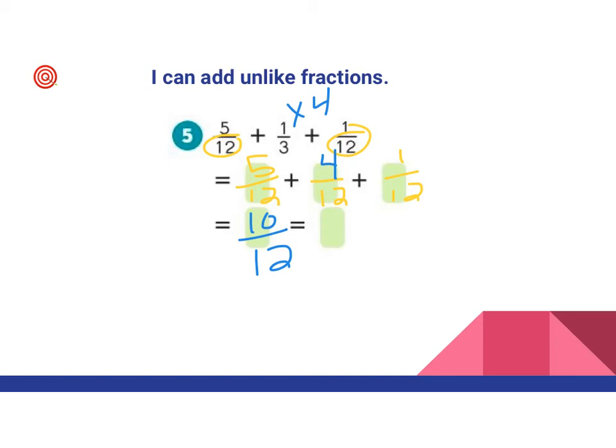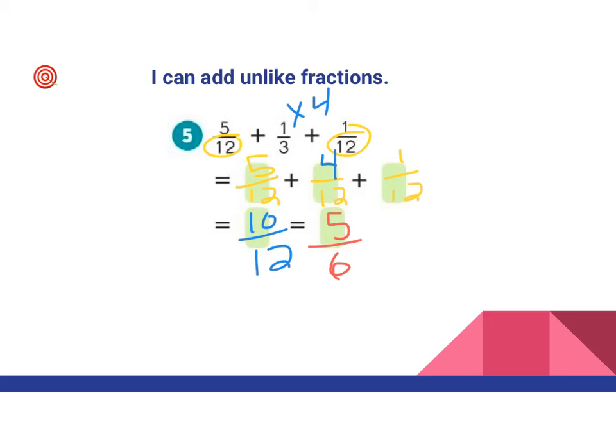No, I'm looking at those numbers and I'm seeing they're both even numbers. So I know that I can divide both the numerator and denominator by 2. 10 divided by 2 is 5. 12 divided by 2 is 6. So the answer would be 5/6. 5/12 plus 1/3 plus 1/12 equals 5/6.